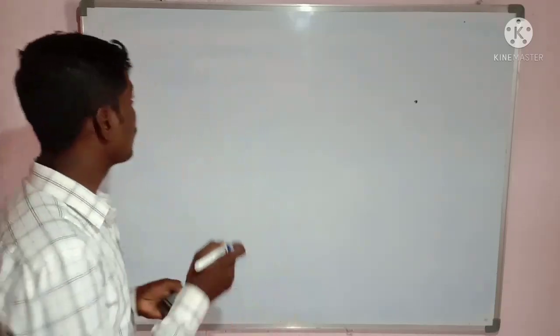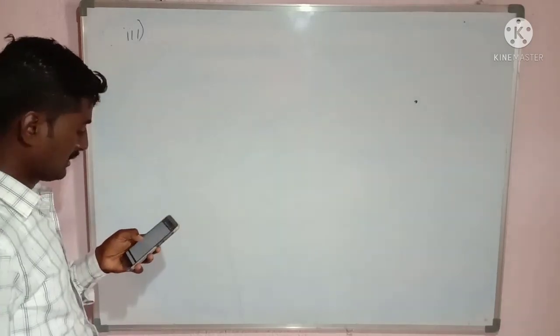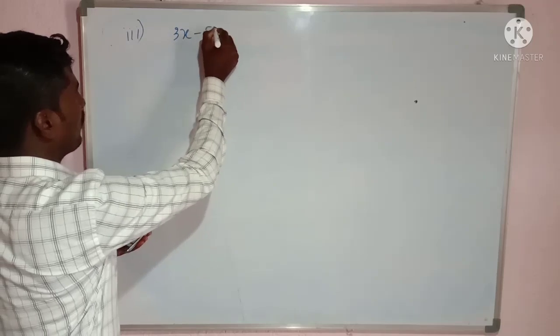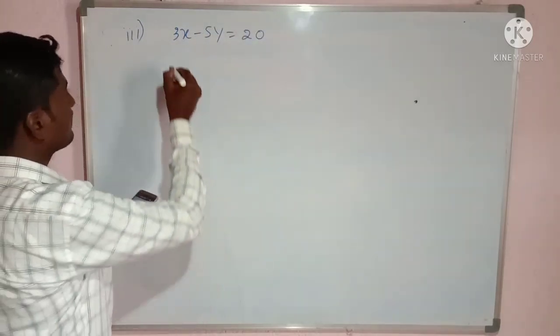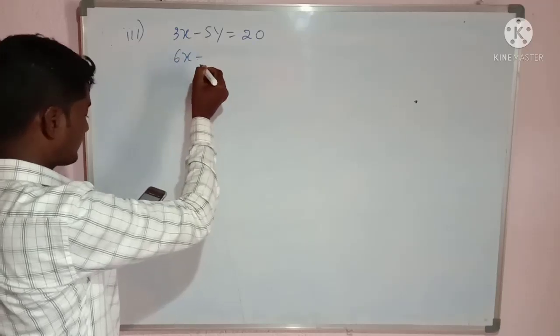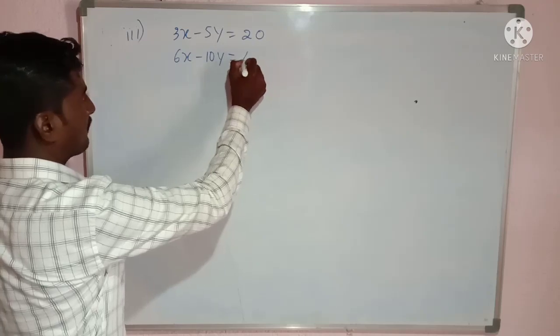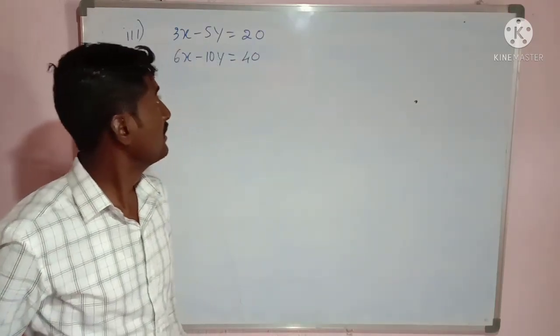Now, in that third one, we already discussed the first two questions. So the third one is 3x minus 5y is equal to 20, the first equation. Then 6x minus 10y is equal to 40. These are the given pair of linear equations.